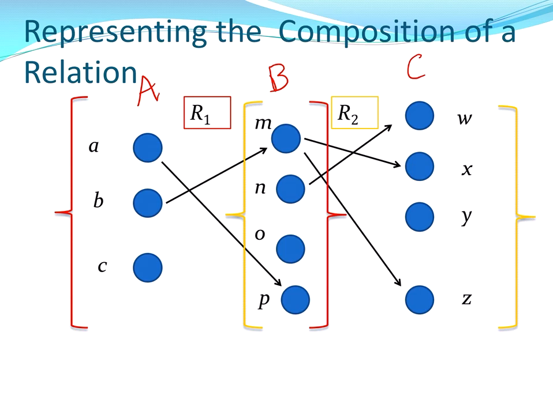So the question is, what is the relation R2 composed with R1? Well, it'll be a subset of A cross C, Cartesian product of A and C, but it won't have any elements that begin with a because there's no ordered pair in R2 that starts with p. But b goes to m, and R2 does have an ordered pair that starts with m, two of them actually, (m,x) and (m,z). So the composition will contain (b,x) and (b,z).